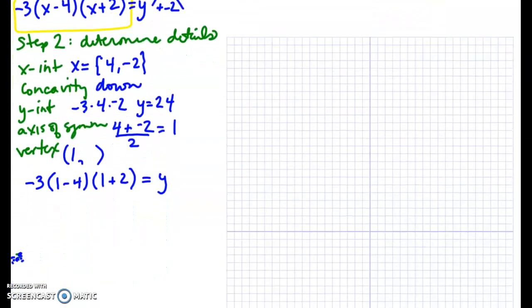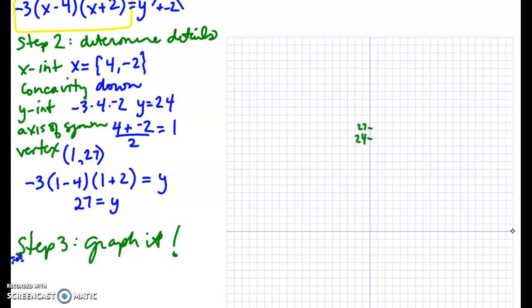What are we going to get here when we work this all out? We're going to get -3 multiplied by -3, which is +9, multiplied by 3, which is +27. So if we put that back in here, the vertex is going to happen at 1, comma, positive 27, so very high. Okay, let's see if we can graph this now.